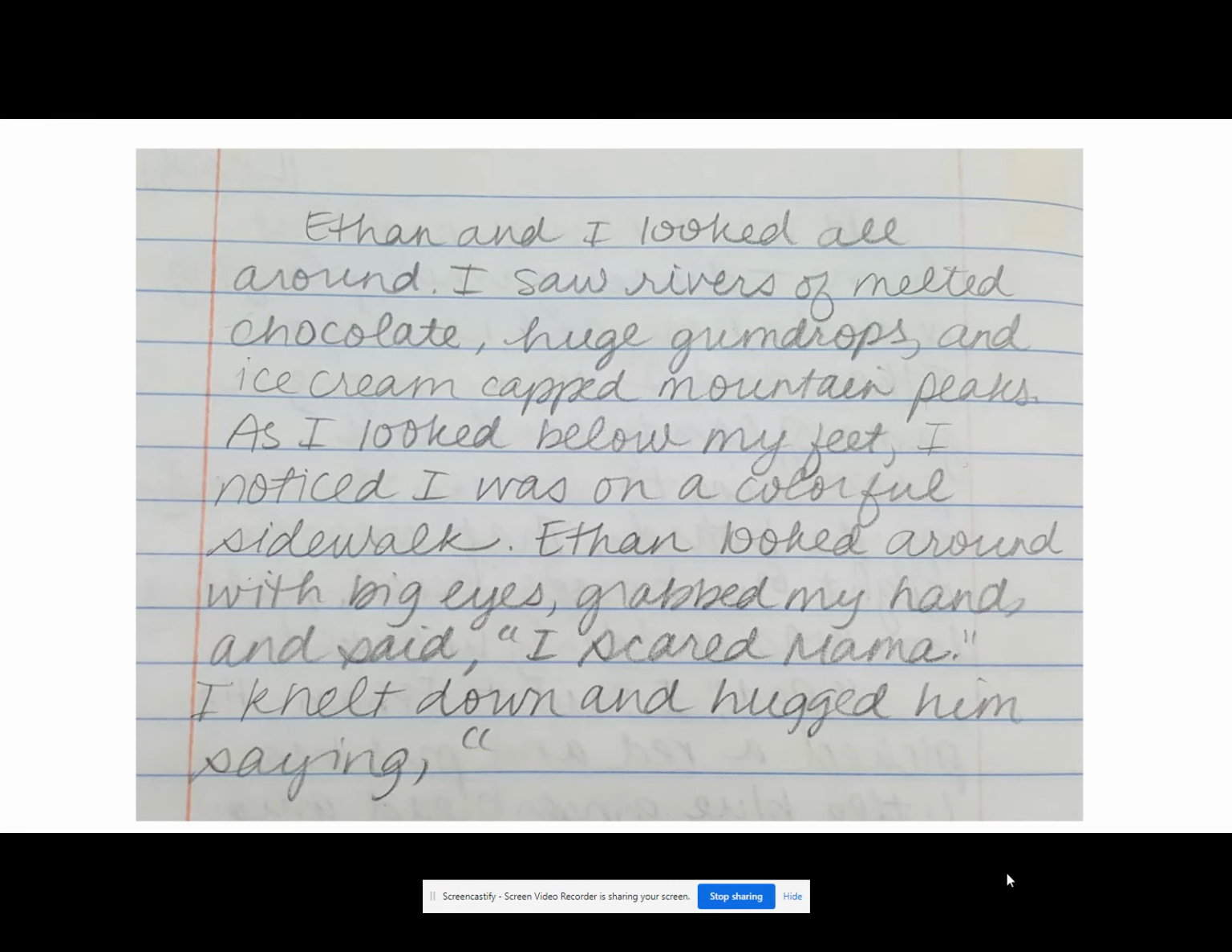So here is first the Candyland story. So Ethan and I went through the door and here's what we came out to. It says, Ethan and I looked all around. Wouldn't that make sense that if you came into some weird world, you would look around? All I saw rivers of melted chocolate, huge gumdrops, and ice cream capped mountain peaks. As I looked below my feet, I noticed I was on a colorful sidewalk. That's important. What's under you as you're walking around? Ethan looked around with big eyes, grabbed my hand, and said, I scared, Mama. I knelt down and hugged him, saying, and that's where I stopped writing this one.